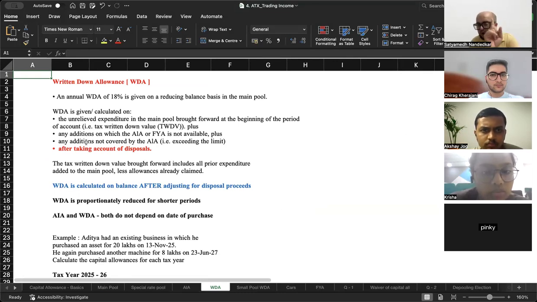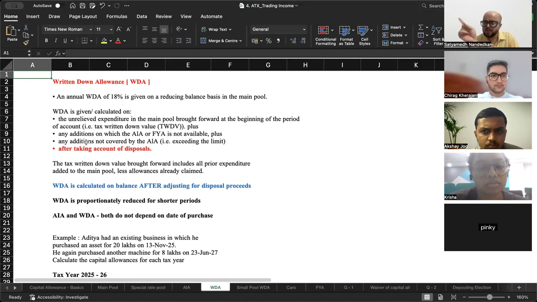But it is not, say for example, an asset is acquired on 1st of October. You held the asset only for 6 months. That doesn't mean that you will proportionately reduce the WDA. But if the business started on 1st of October, then you will claim only 6 months of WDA. There's a difference in the two. Business started on 1st of October and the year ends on 31st of March, then calculate only 6 months of WDA.